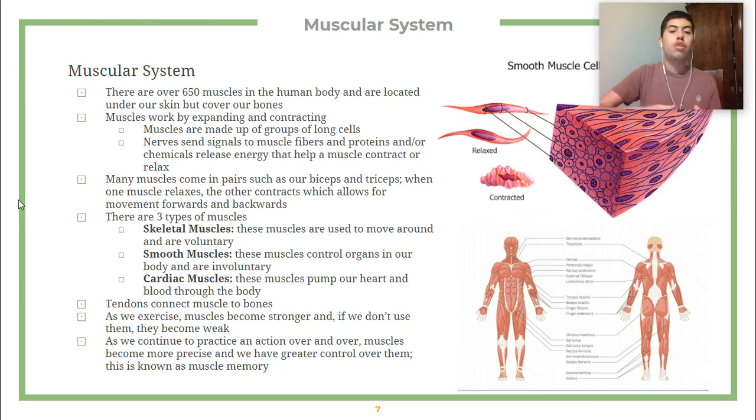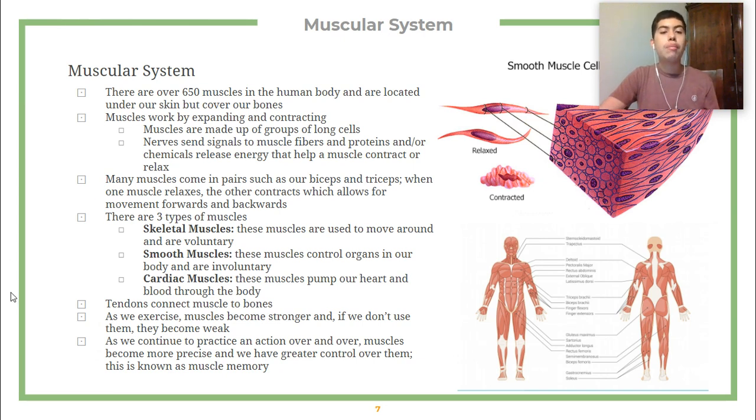Muscles are made up of groups of long cells. Nerves send signals to the muscle fibers, and proteins or chemicals release energy that help a muscle contract or relax. So you can see here in the diagram, these are the long cells. This is specifically the smooth muscle, and you see that when they're relaxed, they're long like this, and when they contract, they squeeze up like that. And that's how the muscles work. They work by expanding and contracting.